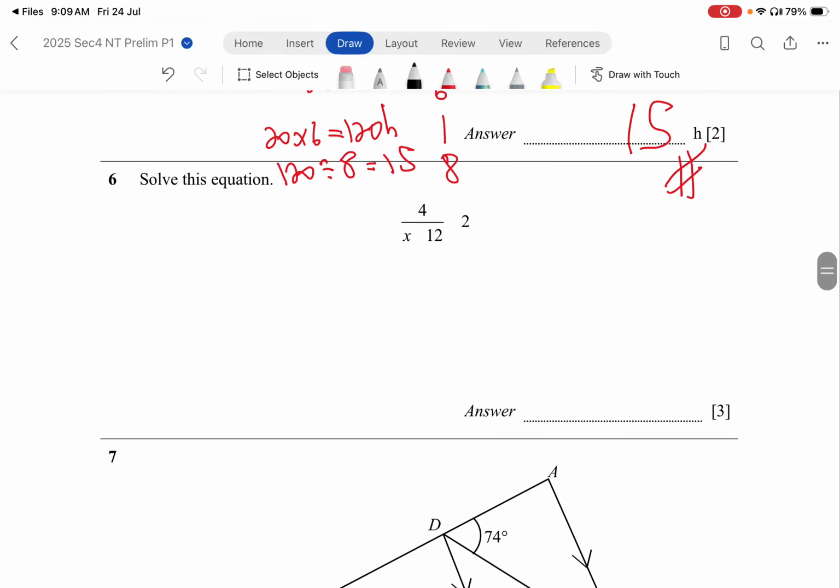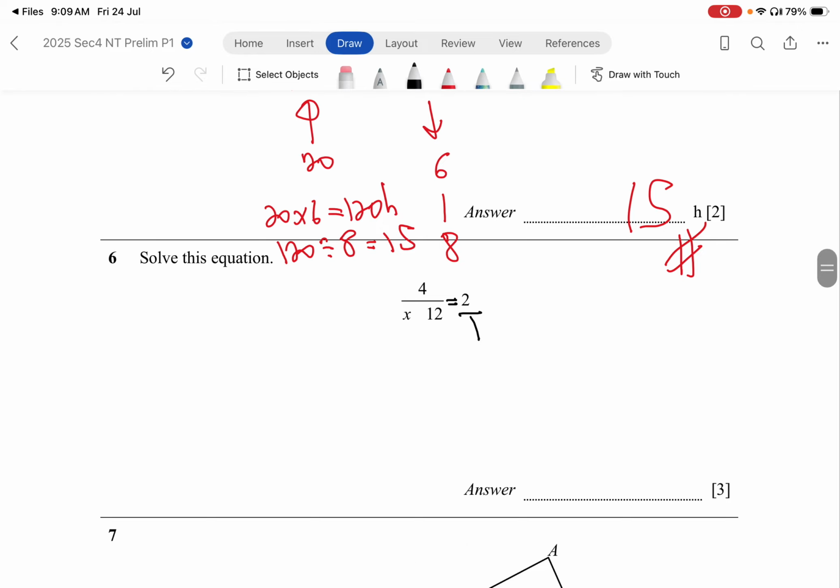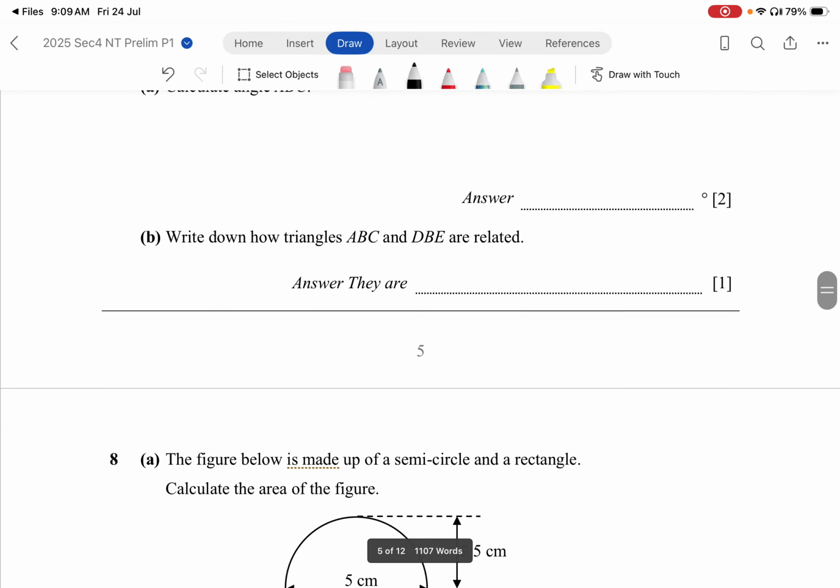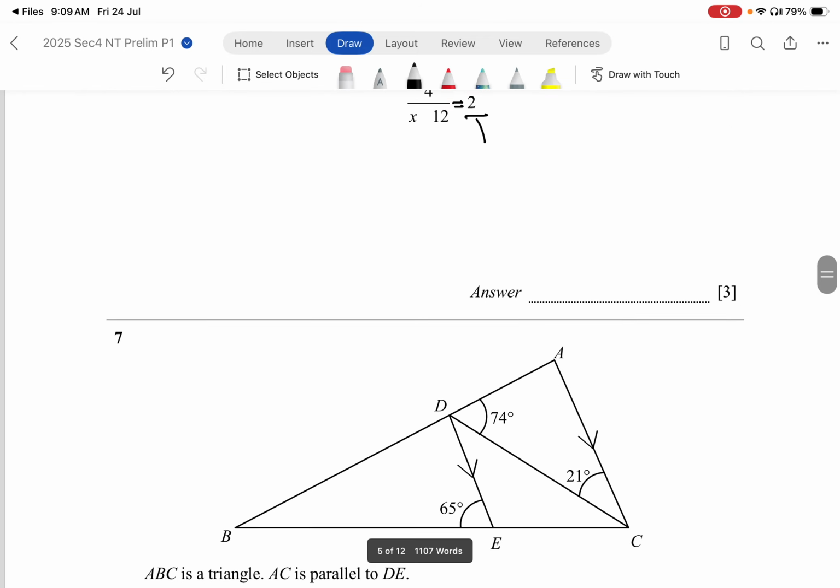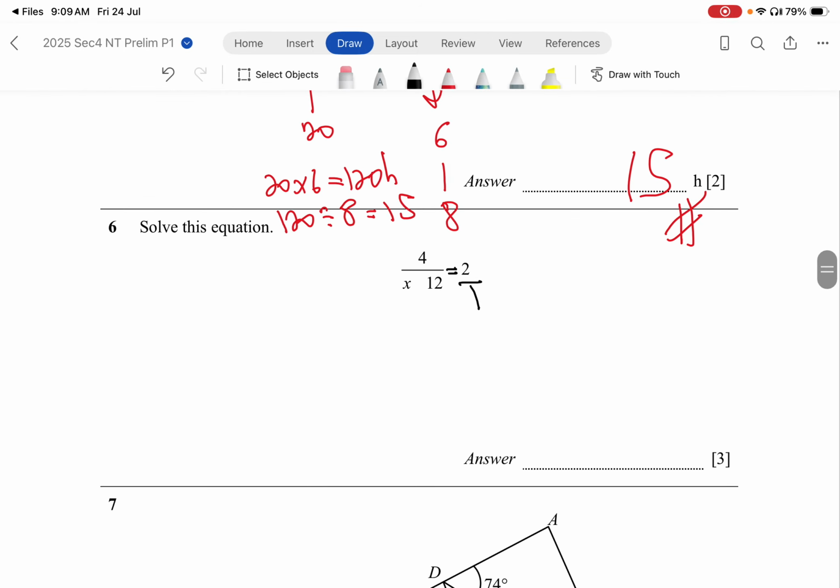Solve this question. I think there was an equal sign here, over 1. How come the sign disappeared? I think it should be this one. Let me see from yesterday. This one should be plus.